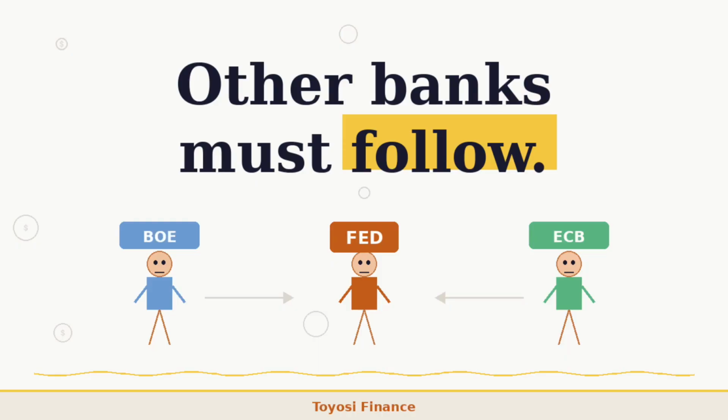So even major economies like the UK with the Bank of England and Europe with the European Central Bank might have to increase interest rates when the Fed increases rates. Because if they don't, their currency could weaken, inflation could rise, and capital could flow out of the economy. So they usually follow in the Fed's direction.